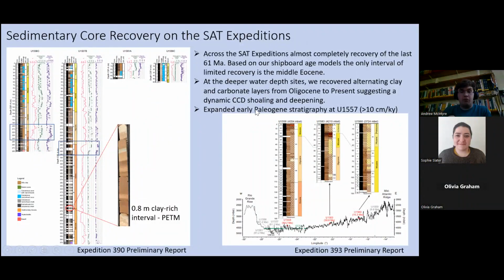And then for people who are interested in the early Paleogene stratigraphy, at 1557 we recovered very expanded stratigraphy with sedimentation rates, based on our age models, of around 10 centimeters per kiloyear, which is really, really good for deep site locations. And then one really cool find at 1557, we recovered the PETM, the Paleocene-Eocene Thermal Maximum, this rapid warming event. We can see that here, this transition from carbonates to clays, suggesting maybe this carbonate dissolution associated with the PETM.